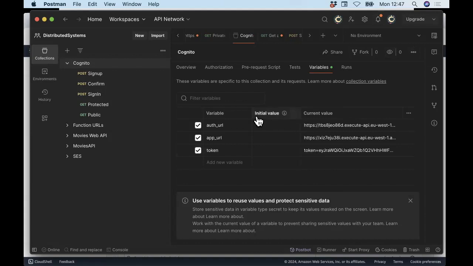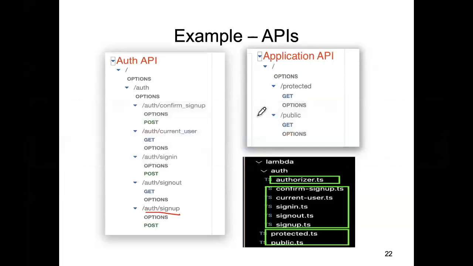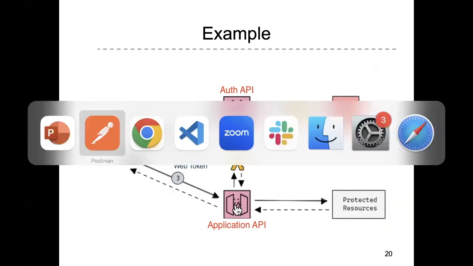So I've now logged in. I've got a JWT token, and now I can use that token to issue requests to the API at the bottom, and in particular, if I want to access protected resources. I have two resources, a public and a protected one. So let's try and access the protected one first and use the token.